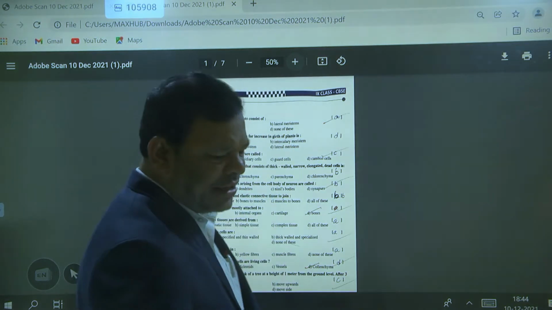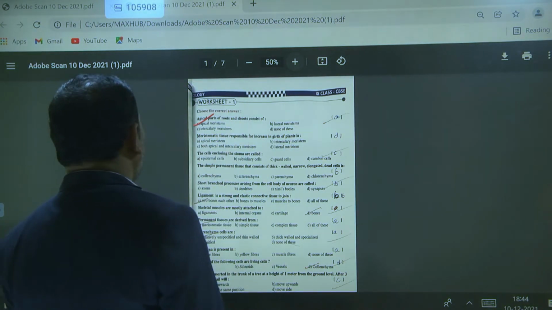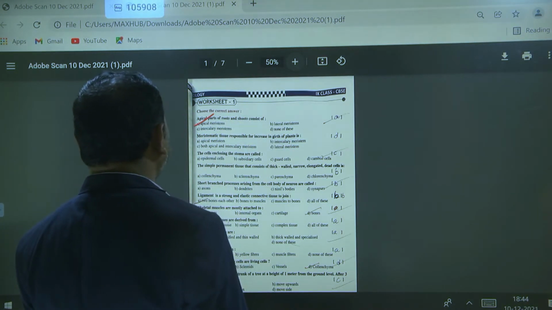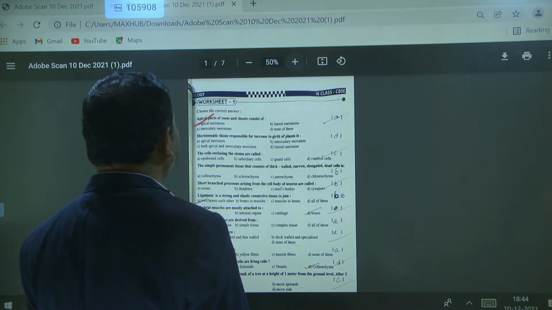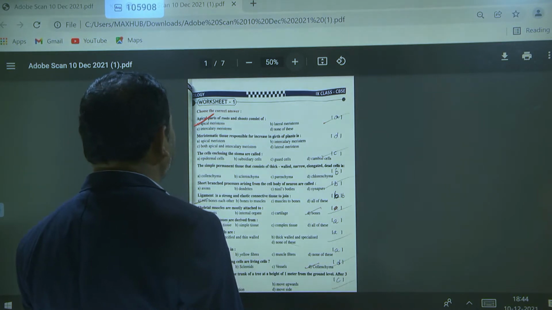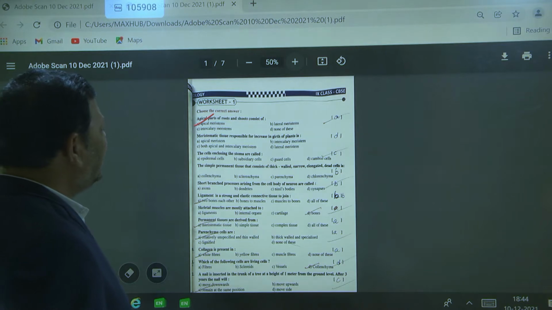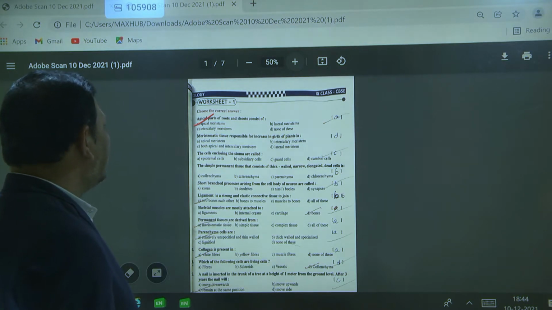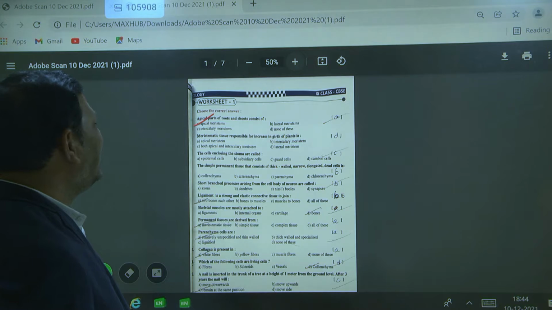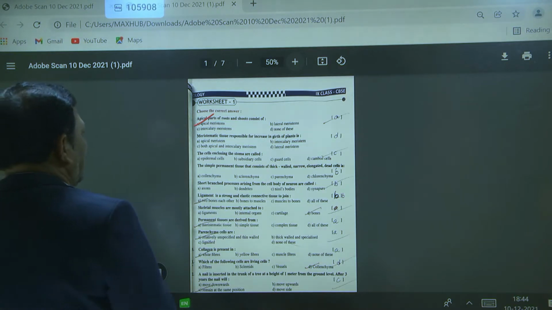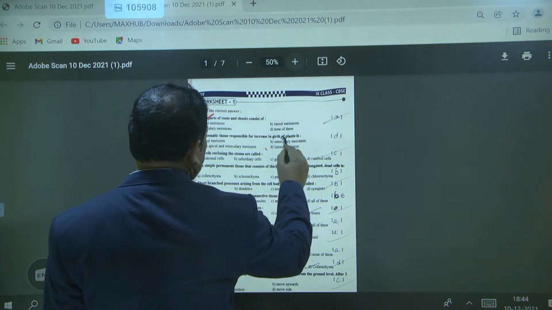Okay. Next, second question. Meristem tissue responsible for the increase in the width of the plants is: A. Apical meristem, B. Intercalary meristem, C. Both the apical and intercalary meristem, D. Lateral meristem. D is lateral meristem.